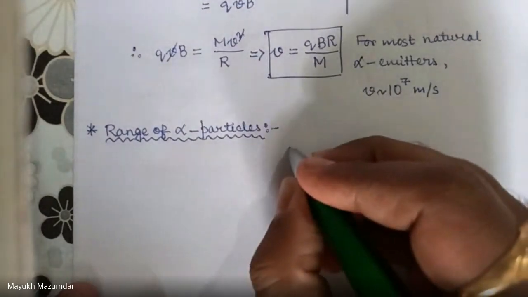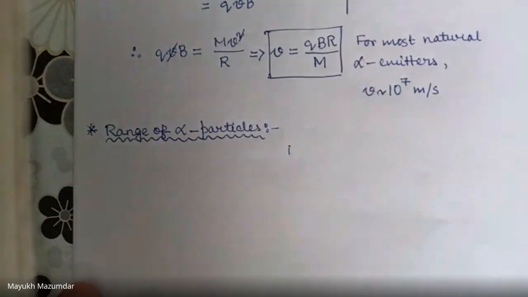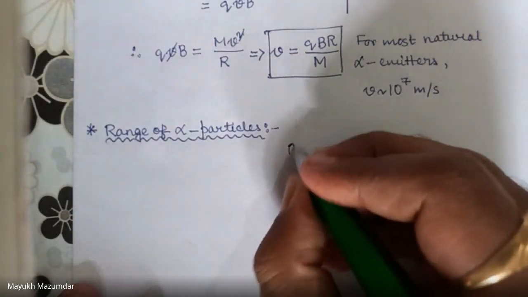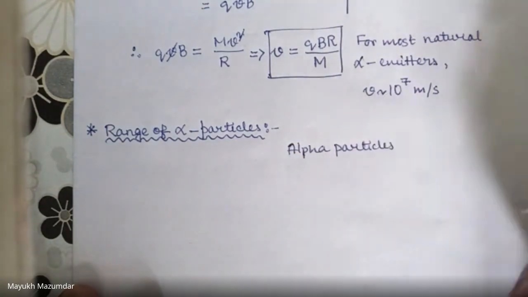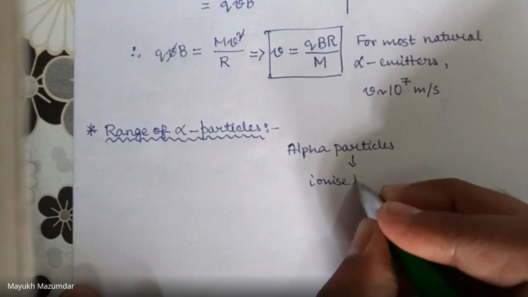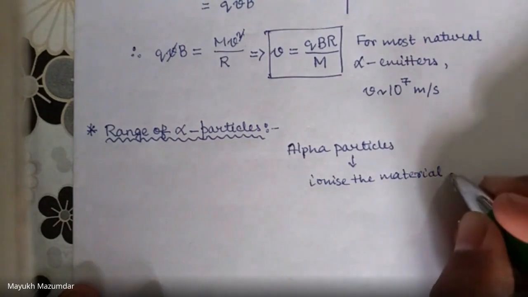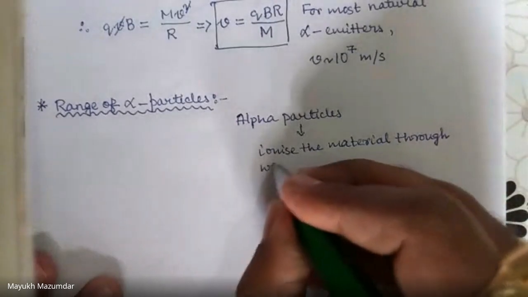So a very important property of alpha particle. See, once an alpha particle enters a medium, suppose it's not in vacuum, it is in any medium, gaseous medium, solid medium, liquid medium. The alpha particles have a very important ability. They can ionize the material through which it passes.